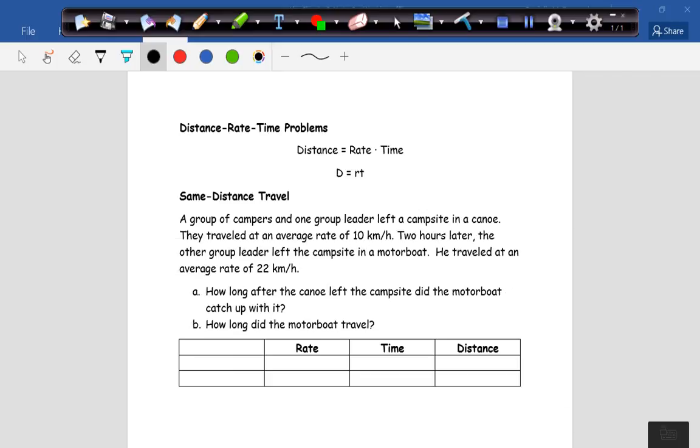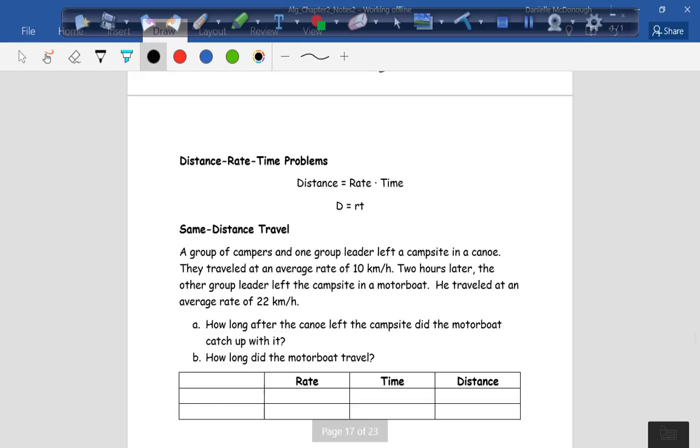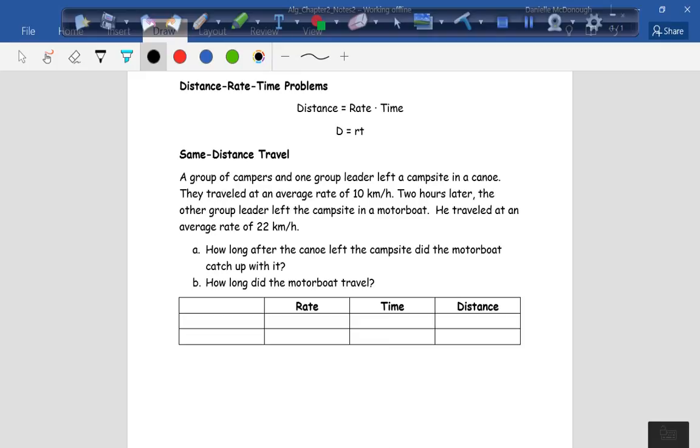All right, so we are back in section 5, but it's part 2, because these are distance, rate, time problems. And so in the past, you have learned that distance is equal to rate times time, or D equals R times T, okay?